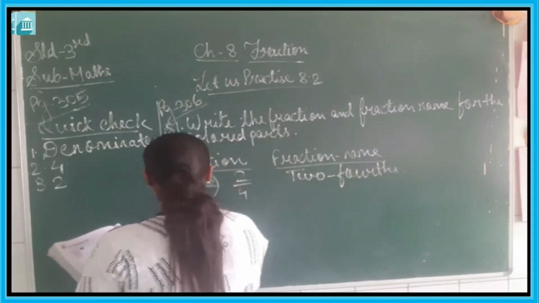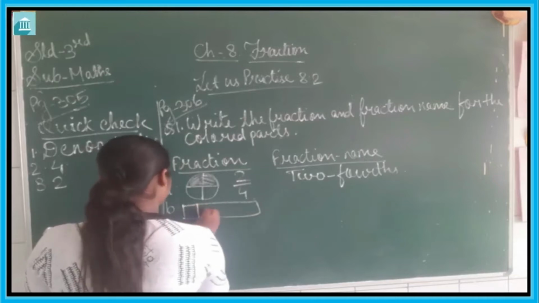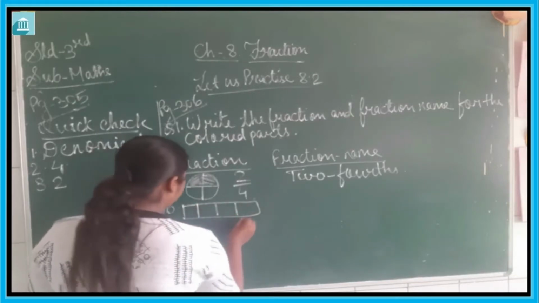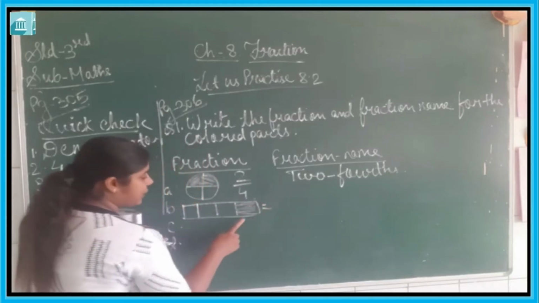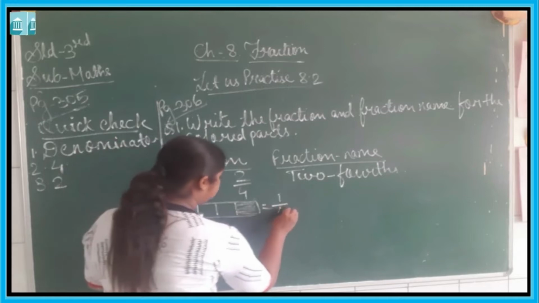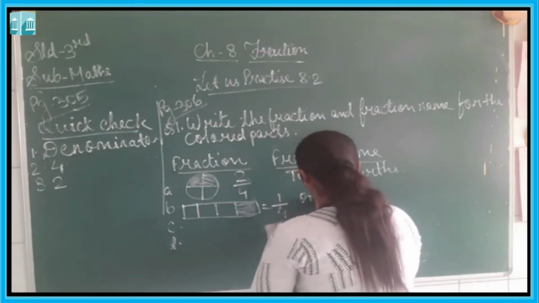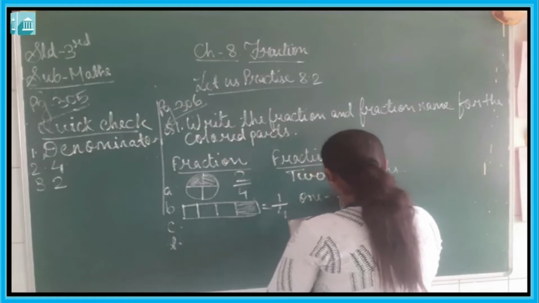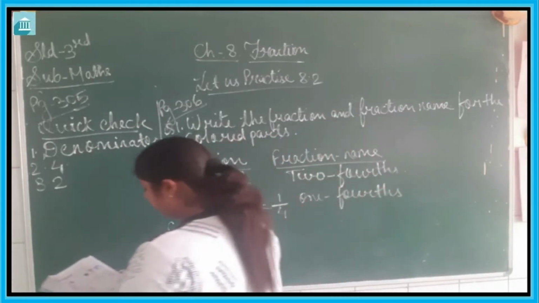In the same way, the next part is given to you. 1 2 3 4 is given to you, in which the last part is shaded. So we will write the shaded part, 1 by 4. The total part is 4, and the fraction name will be 1/4.